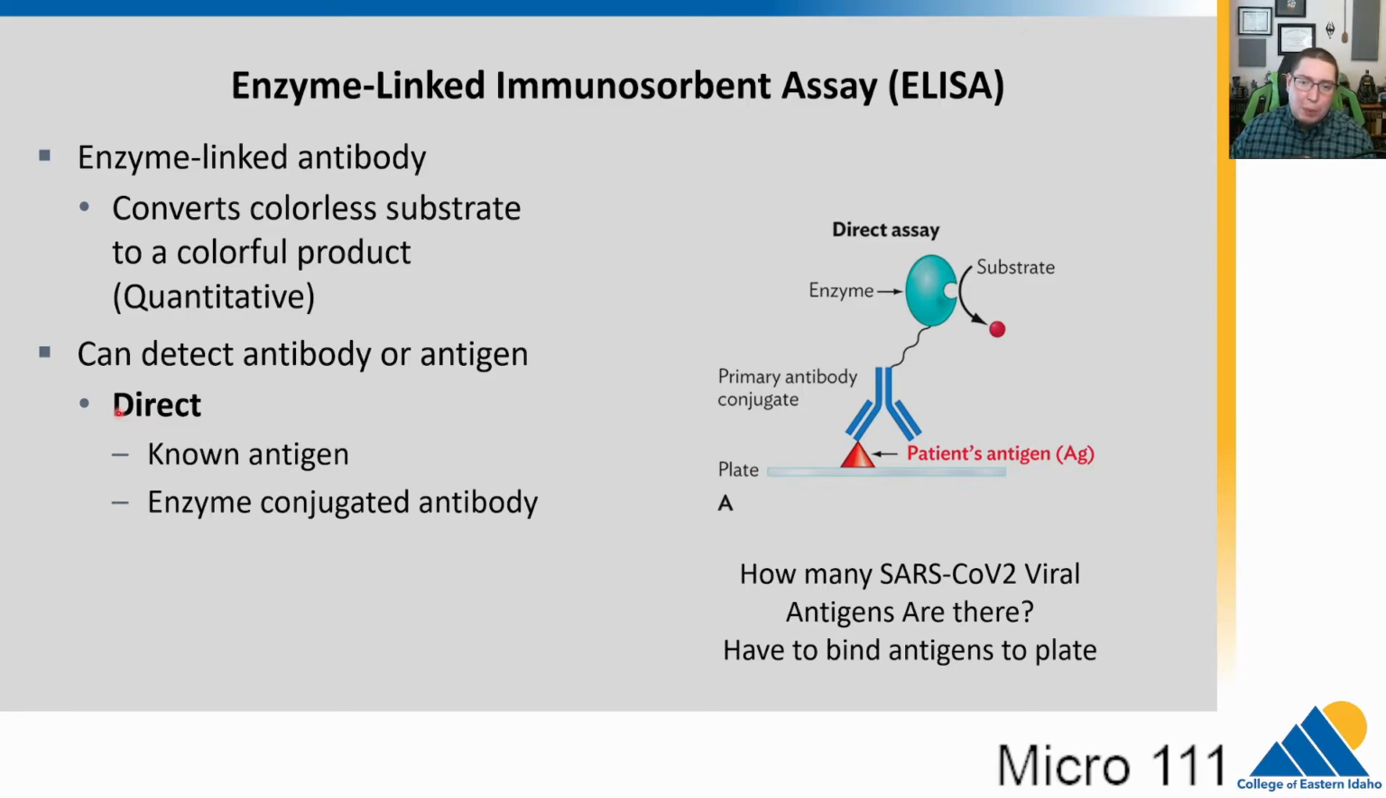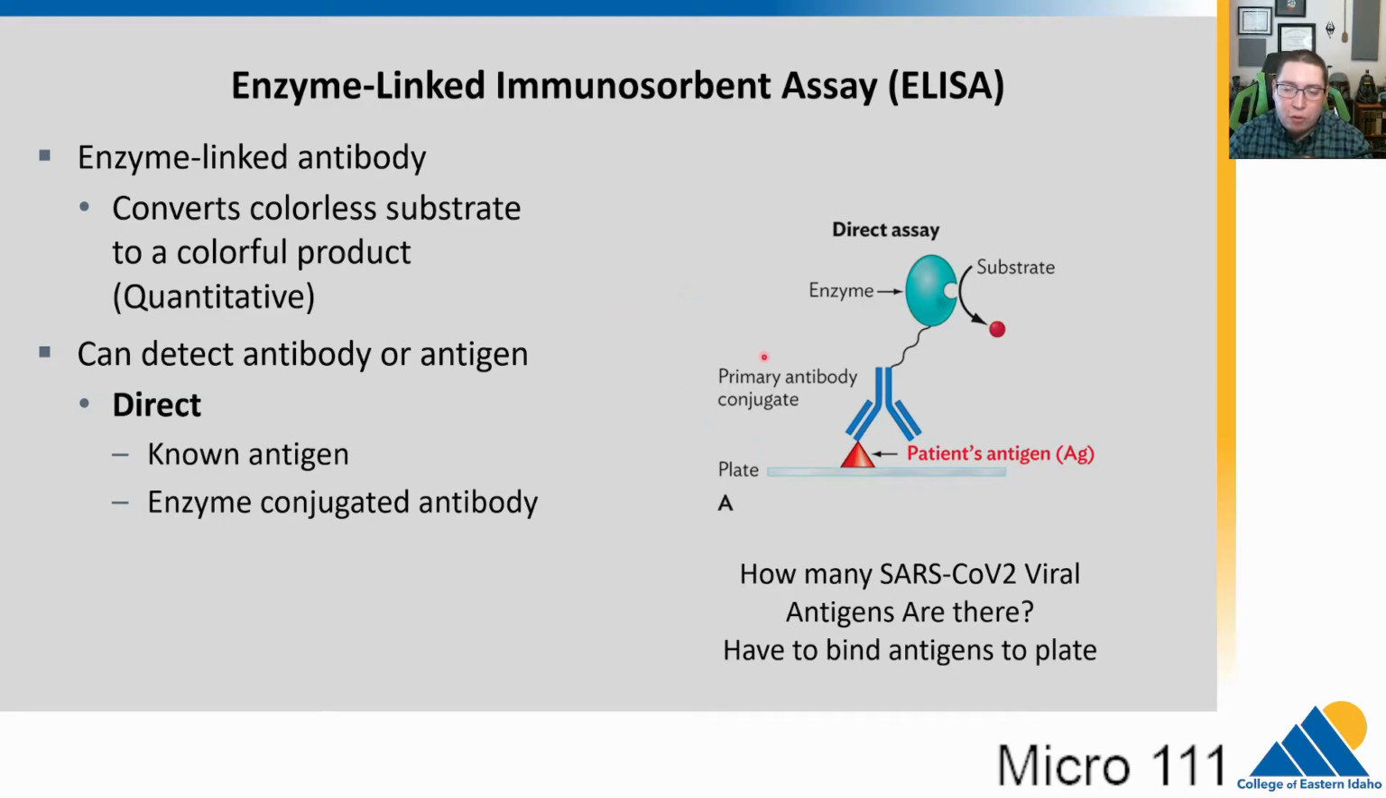Well, I say the simplest. It's not actually the easiest to do, but is the least complicated, let's say. So this is called a direct ELISA. We have a glass plate here, and we take a patient's serum sample, and we have to bind antigens in that to this glass plate. There are various ways this can happen.